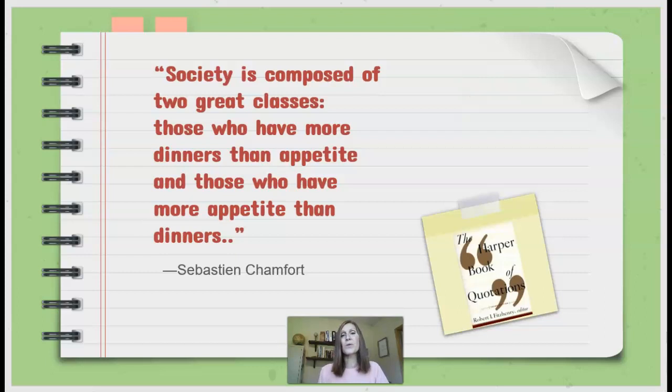And then here we come to our quote section. This is taken from the Harper Book of Quotations. Society is composed of two great classes, those who have more dinners than appetite, and those who have more appetite than dinners. So you can think about that and think about the meaning of that. And that was said by Sebastian Chamfort.